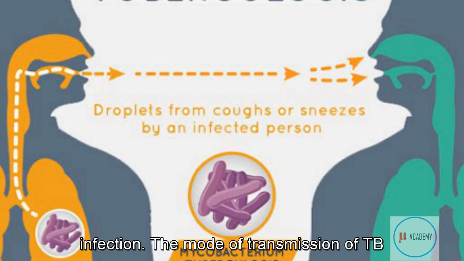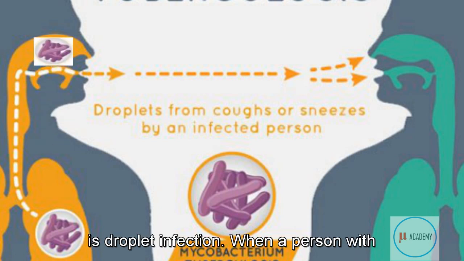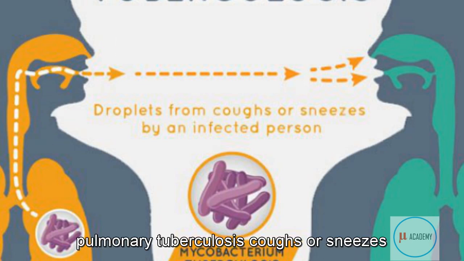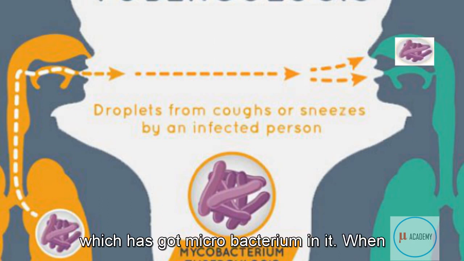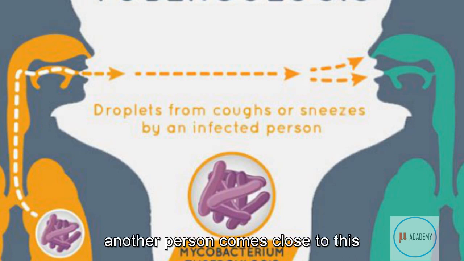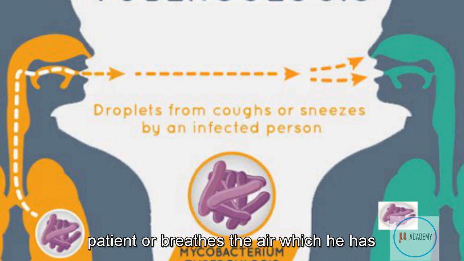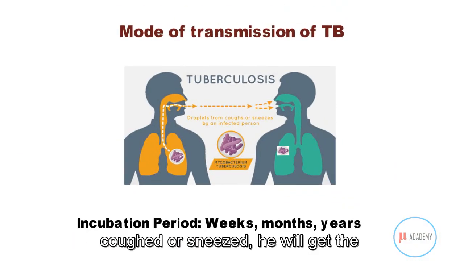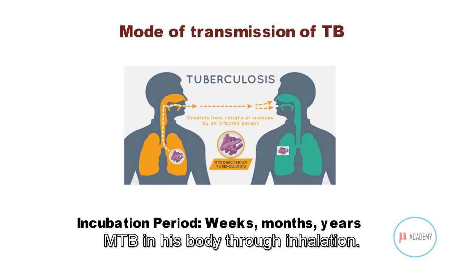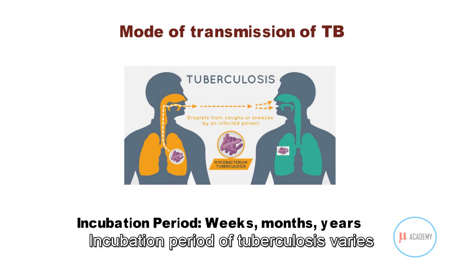When a person with pulmonary tuberculosis coughs or sneezes, droplets are formed in the air which have mycobacterium in them. When another person comes close to this patient or breathes the air which he has coughed or sneezed, he will get the mycobacterium in his body through inhalation. The incubation period of tuberculosis varies from weeks to months to years.